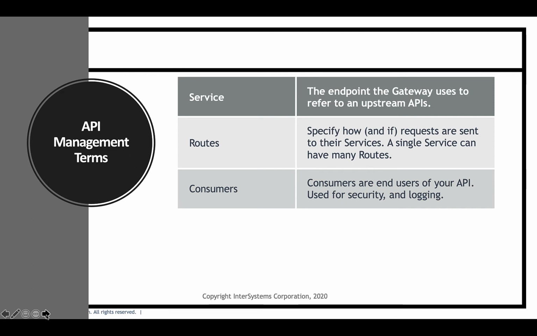We specify then routes between our gateway, our API management gateway, and these services. We could specify multiple routes, and the nice thing is we could control security or other features that are very route specific. And then finally we have the idea of a consumer. These are the clients or the end users of the API. They're going to be used for security and logging. We want to be able to manage them and get performance statistics around them.